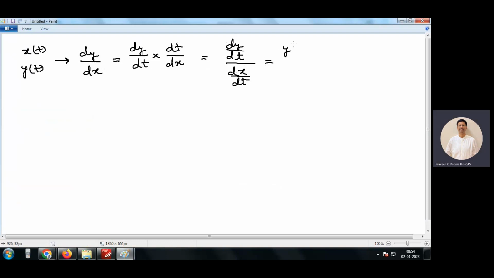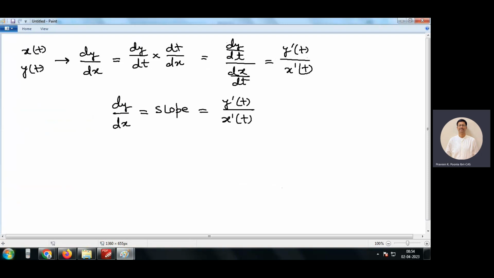Clear? This is called y prime t, and this is called x prime t. So if you want to calculate the value of dy by dx, what is dy by dx? The slope. Clear? So the slope is equal to y prime t upon x prime t. And we can solve this for any given problem.